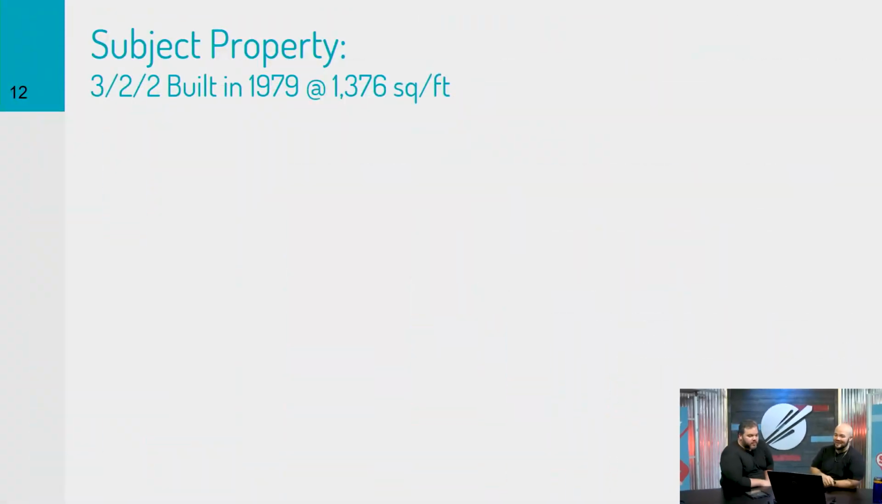We have the subject property is a 3-bed, 2-bath, 2-car garage built in 1979, and it's 1,376 square feet. What I'd like for all of y'all out there in the community to do, while you are watching this, is go ahead and bust out your calculator and follow along with me so you can see what I'm doing here and the process that I'm moving through. So use your calculator and we're going to move through this. Our subject property is a 3-2-2, 1979 build, 1,376 square feet.